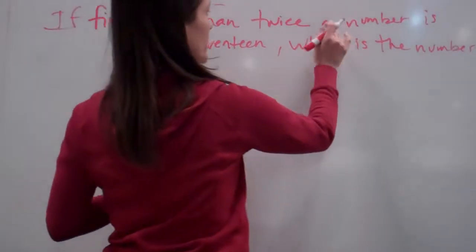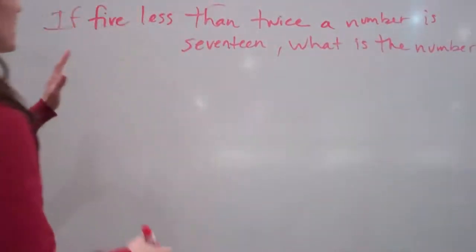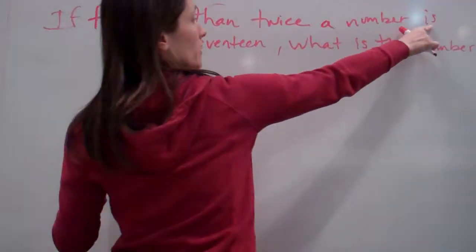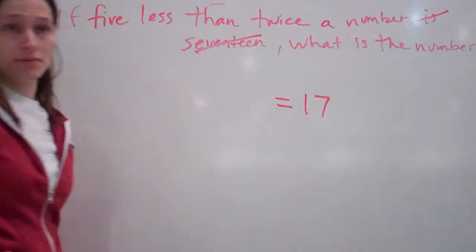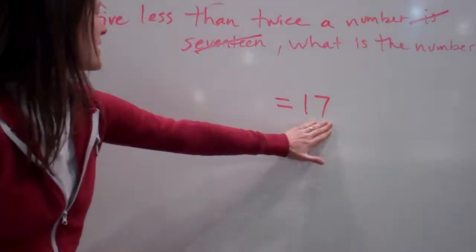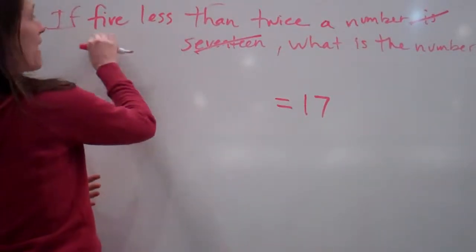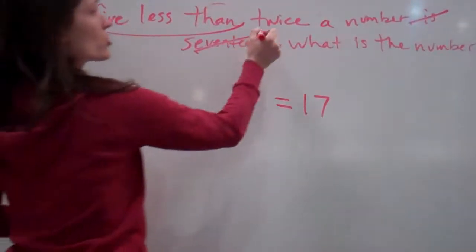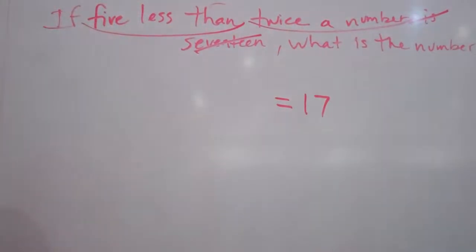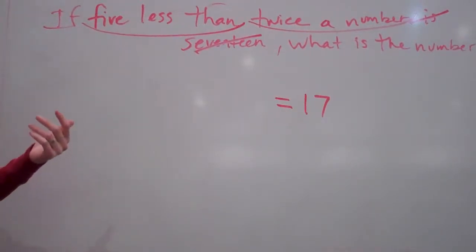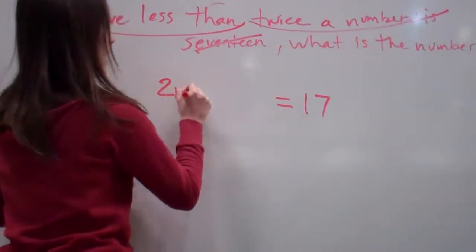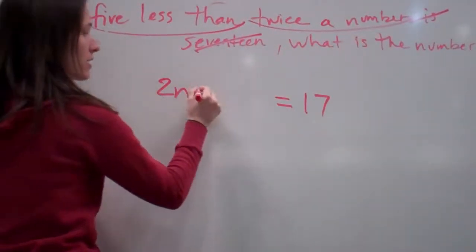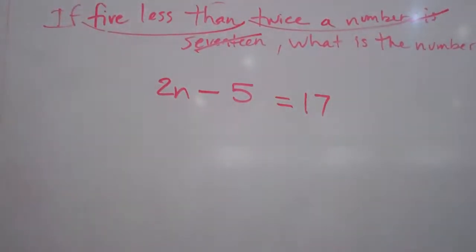So, twice a number. Okay, so let's figure this out. What's it actually saying? Is 17. I've got this part and this part done. But what is 17? 5 less than twice a number. So how am I going to write this out? Anybody have any ideas? Something minus 5. 2n minus 5. Twice a number, and then it's 5 less than that.